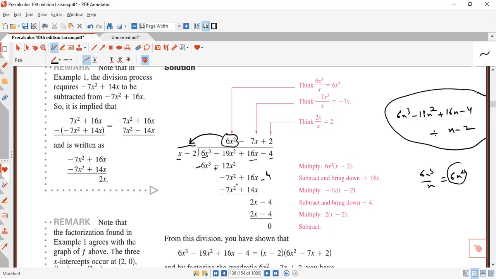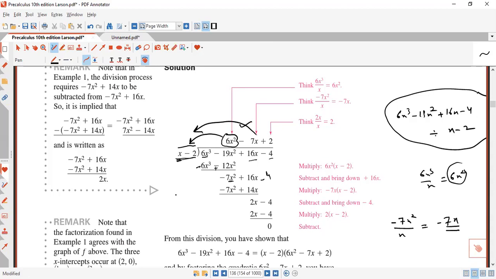Clear? So again we repeat the same process. This is just like an iterative process. You see again the first term of the divisor and the first term of your dividend, and you divide these two terms. So negative 7x squared divided by x gives negative 7x. Again you write negative 7x in the quotient, the same step, and then you multiply this negative 7x with both terms of the divisor. Clear?